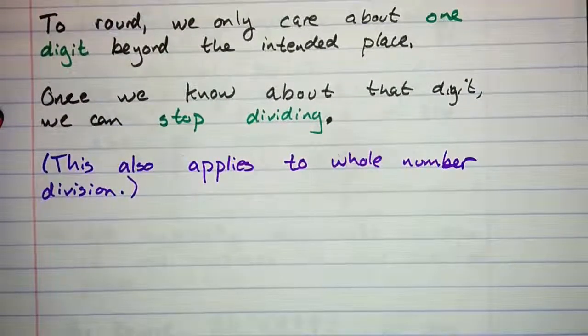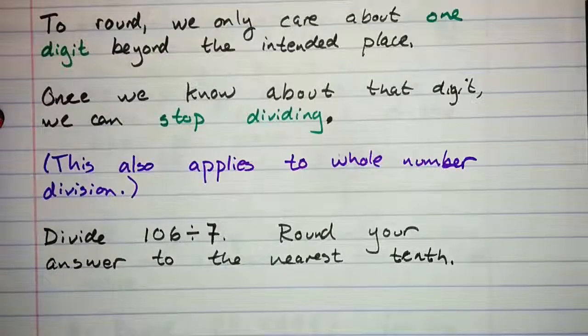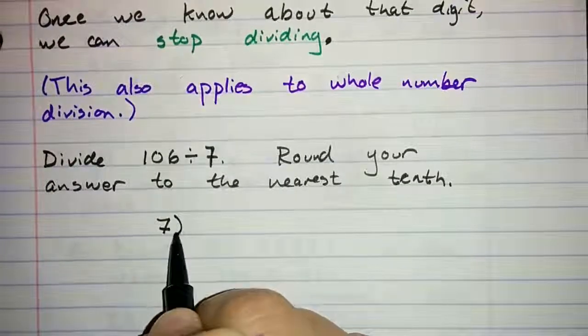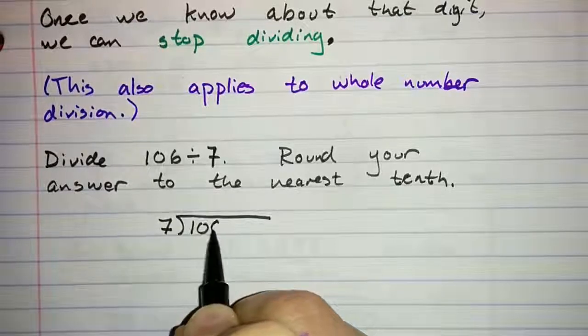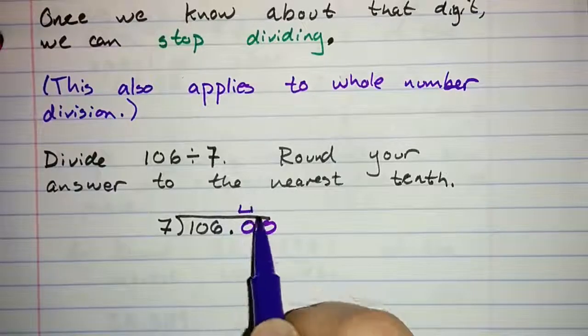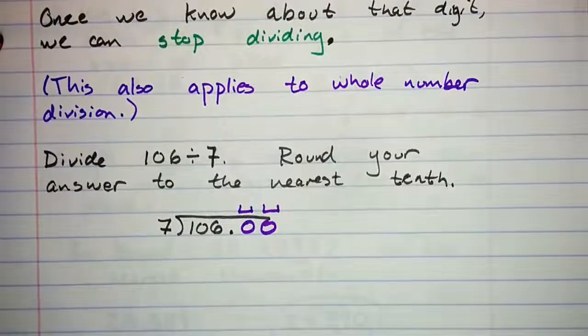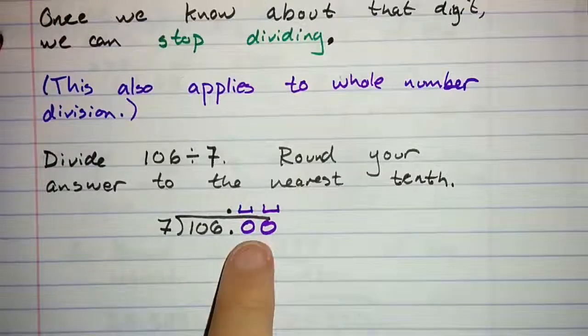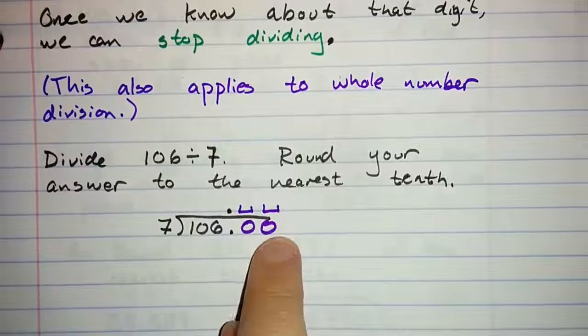Let's suppose we wanted to divide 106 by 7 and round our answer to the nearest tenth. So I'll be dividing 7 into 106 point. I know I'm going to round my answer to the nearest tenth. So I'll want to work out what's in the tenths place, but also what's in the hundredths place, so I know how to round.